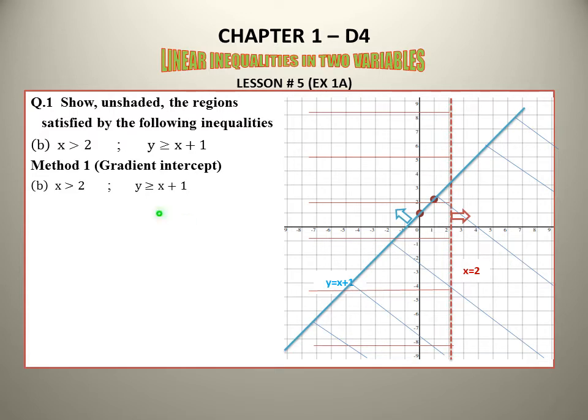Similarly, if you feel any difficulty in plotting the graph by this method, you can use the second method. The second method is the 2-point form. On every line we find 2 points and then plot those points on the graph and draw the lines. Now this is a vertical line, its equation is x is equal to 2, and the other equation is y is equal to x plus 1.